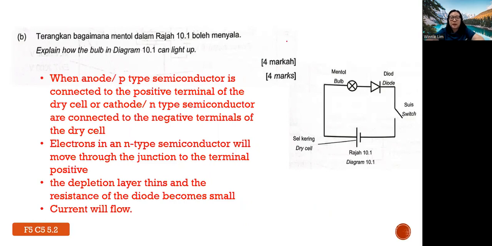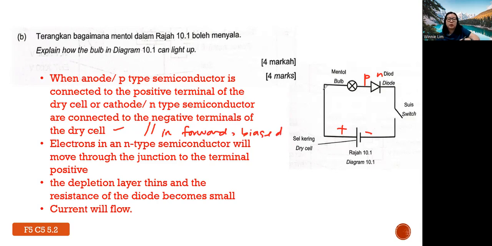But in this context, you have P-type to the positive terminal and N-type to the negative terminal, which is forward bias. So this is how you get the 4 marks, how it works or why it can light up. When P-type is connected to the positive terminal and N-type connected to the negative terminal of the dry cell, or you can say when the diode is in forward bias, the bulb lights up.